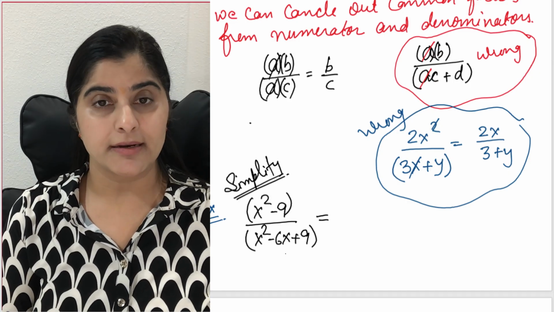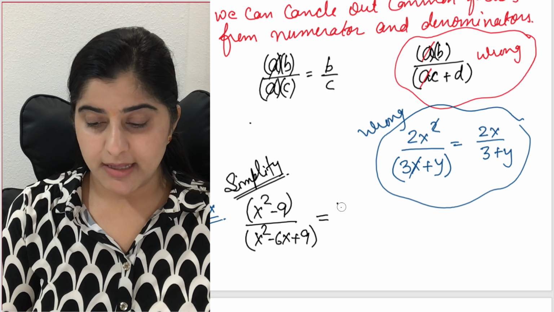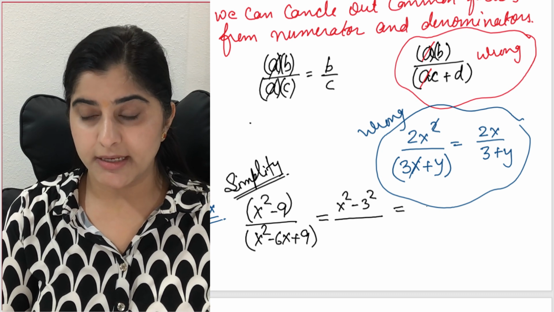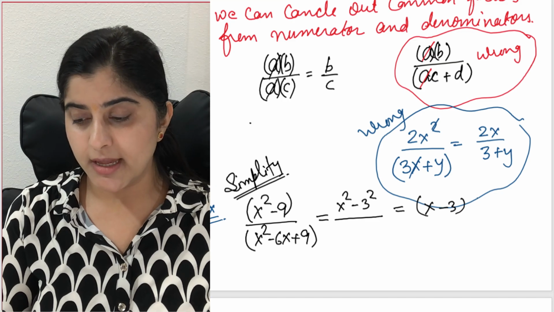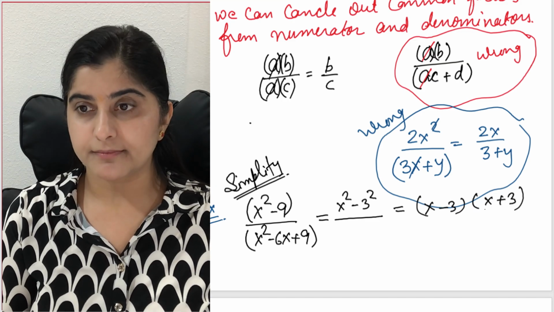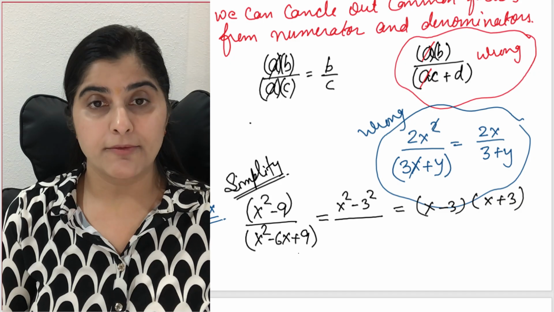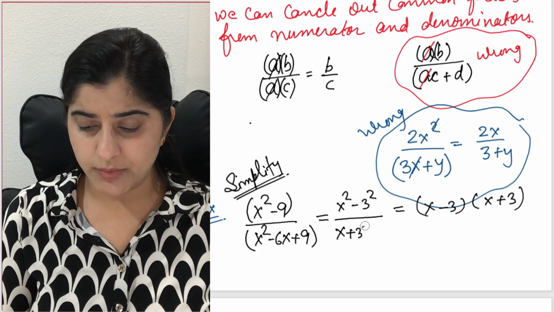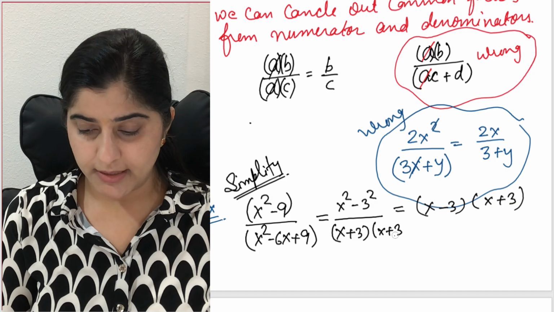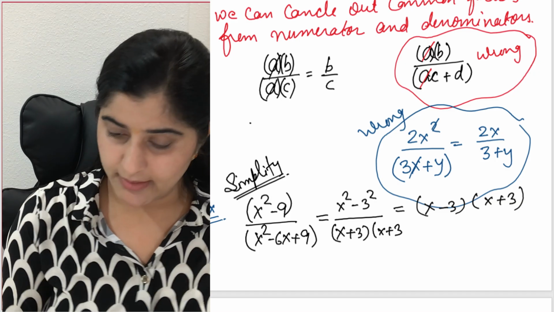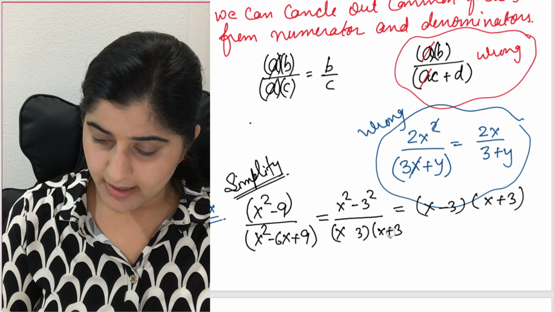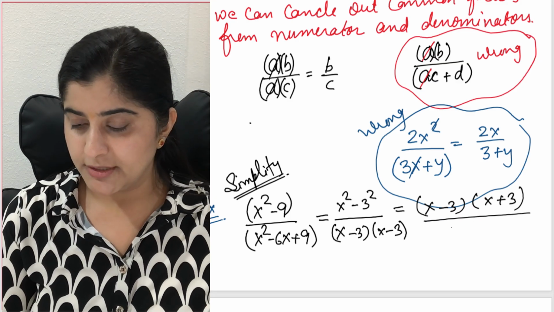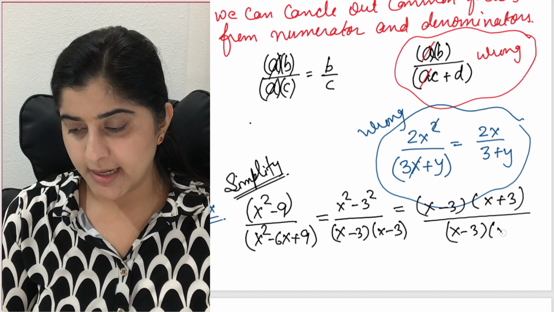The same thing here. x squared minus 9 can be written as the difference of two squares, and it can be written as x minus 3 and x plus 3. And in the denominator we can factor this quadratic expression. It will give you x minus 3 and x minus 3. So we have in the denominator x minus 3 and x minus 3.